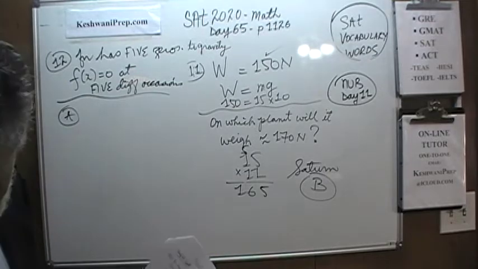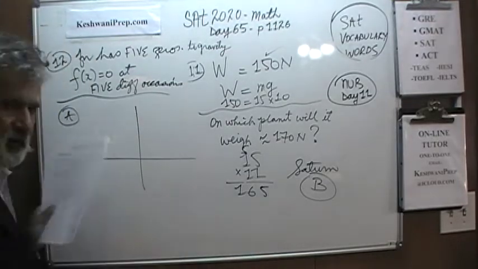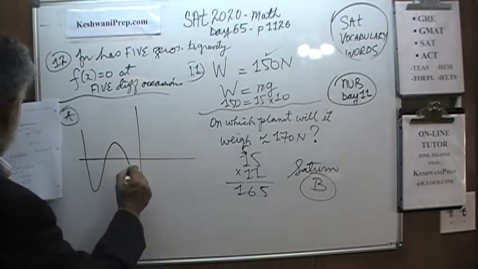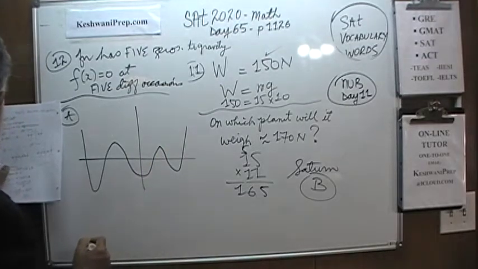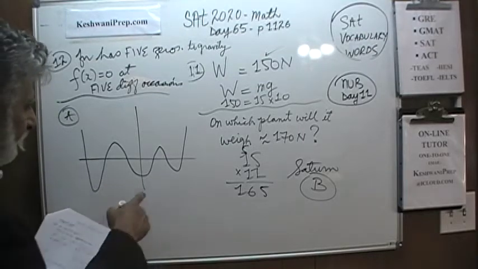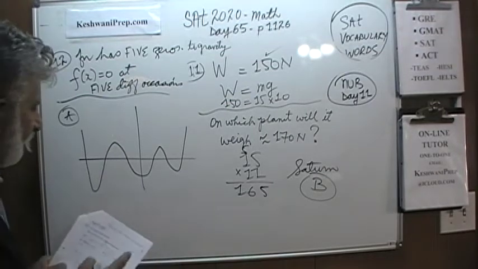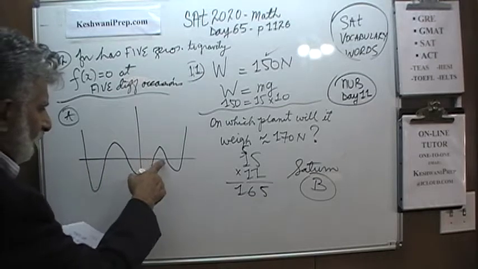I'll do my best to reproduce the graph that is given to us, but the accuracy is not important. Just get the gist of it. So it looks something like this. That was not A. I missed something. As soon as I drew it, I knew it was not A, because for A I have written here that it crosses four times. This is going to cross six times. 1, 2, 3, 4, 5, 6.